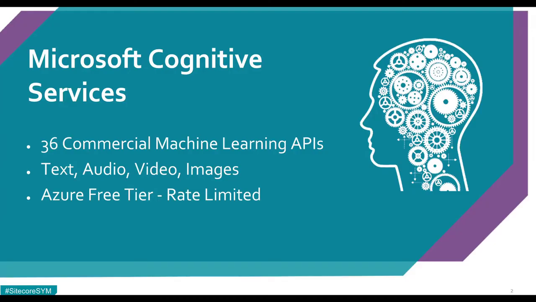So the story starts with Microsoft. Internally, they've been using machine learning for their own products. And about a year and a half ago, they started releasing these APIs to the public. Now it's 36, and they take anything from audio, video, images, and text, and what it returns to you is an analysis. Now you can create any one of these APIs in Azure, so basically, you get what you pay for. But there is a free tier, so you can get started with these today at no cost.